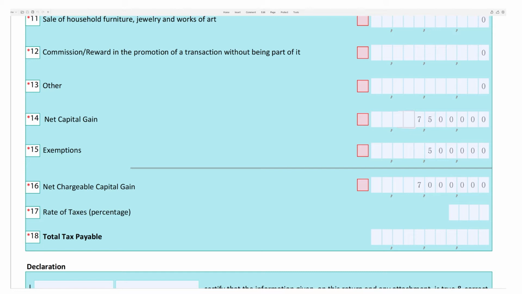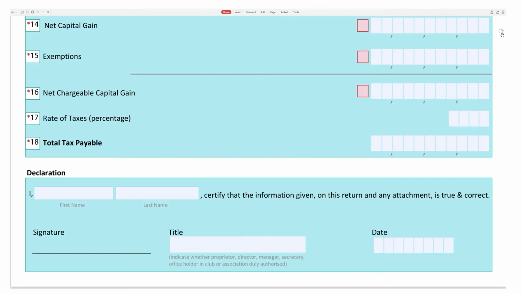Insert the net chargeable capital gain in line 16. In line 17, insert the rate of tax, which is 20%, and conclude the summary of transaction by multiplying the net chargeable capital gain by the tax rate to obtain the total tax payable in line 18. Finally, don't forget to complete the declaration section where you must sign and date the return. This return must be submitted with the supplemental documents to prove that the transaction transpired.